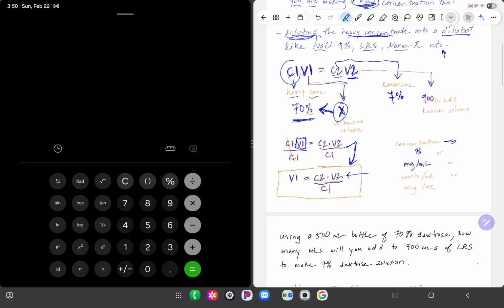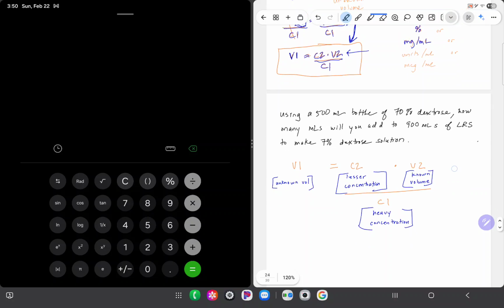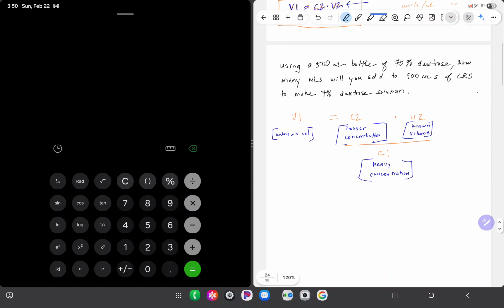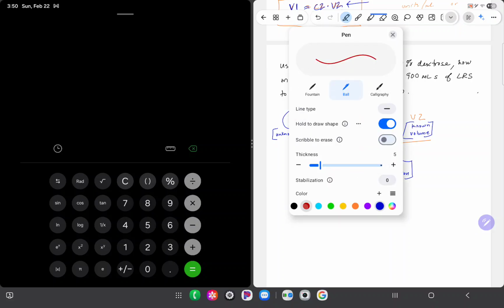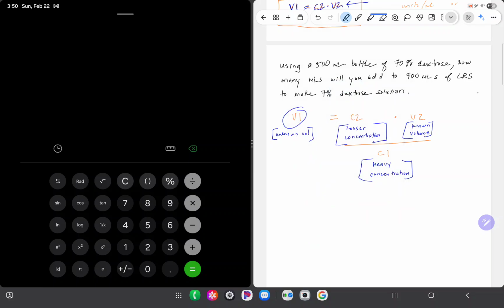All right? So let's go back over to the actual question now that we have a different equation to work with. Using a 500 ml bottle of 70% dextrose, how many mils will you add to 900 mils of LRS to make a 7% dextrose solution? Okay? V1, we'll start there. We already know V1 is my unknown volume. That will never change ever. So first of all, we'll pick a different color so that it looks different. Here we go. V1 is always X equals.